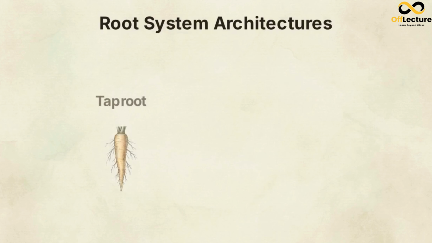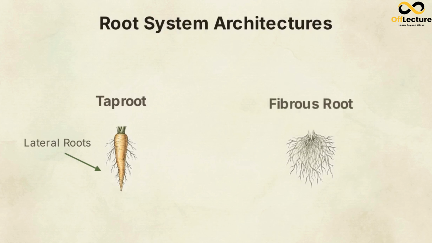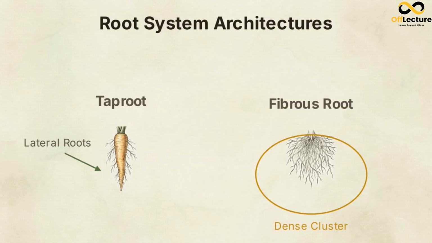The first is the taproot. This features one dominant, thick central root driving straight down, with smaller secondary offshoots called lateral roots branching off its sides. The alternative design is the fibrous root. Here, a central main root is entirely absent. Instead, a dense web-like cluster of similar-sized fiber-like roots extends outward directly from the base of the stem.